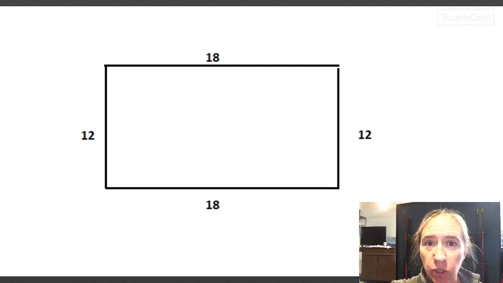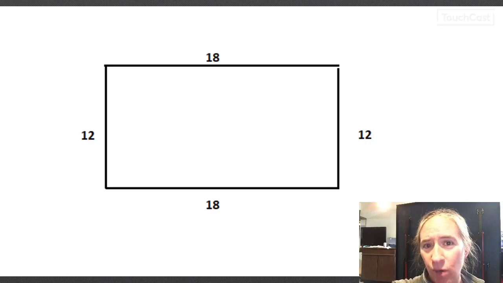Earlier this week, you worked on learning about how to find the perimeter, the distance around different shapes. Today we're going to do that again, but we're going to pick some common shapes and try to figure out shortcuts for how to do the perimeter on these shapes. Let's look at this shape.